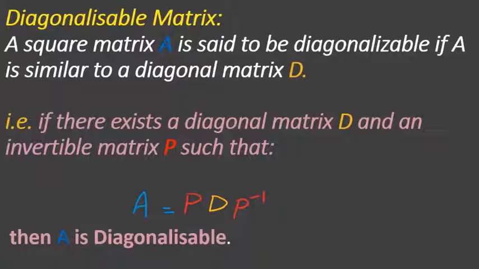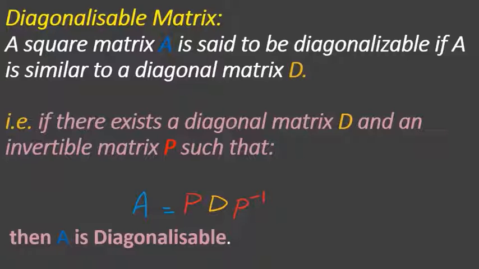That is, we can say, if there exists a diagonal matrix D and an invertible matrix P such that A is equal to PDP inverse. What do we mean by this PDP inverse? A is equal to PDP inverse. A and D are similar. Then A is diagonalizable. So we can say that any square matrix A is said to be diagonalizable if there exists a diagonal matrix D and there exists an invertible matrix P such that A is equal to PDP inverse.